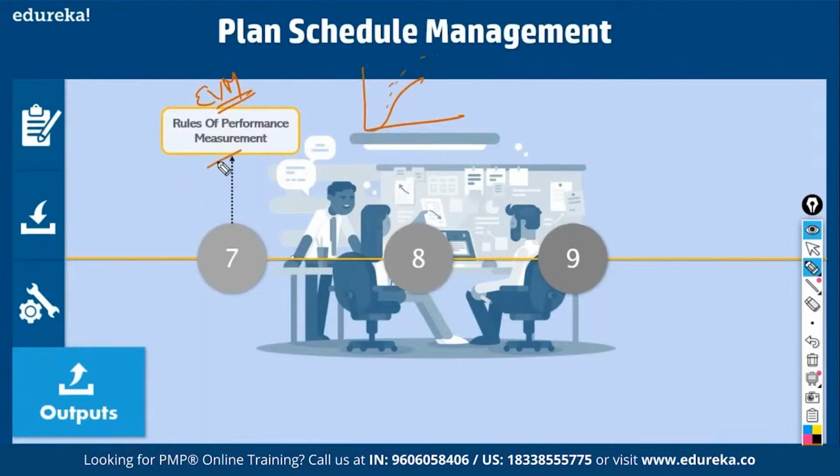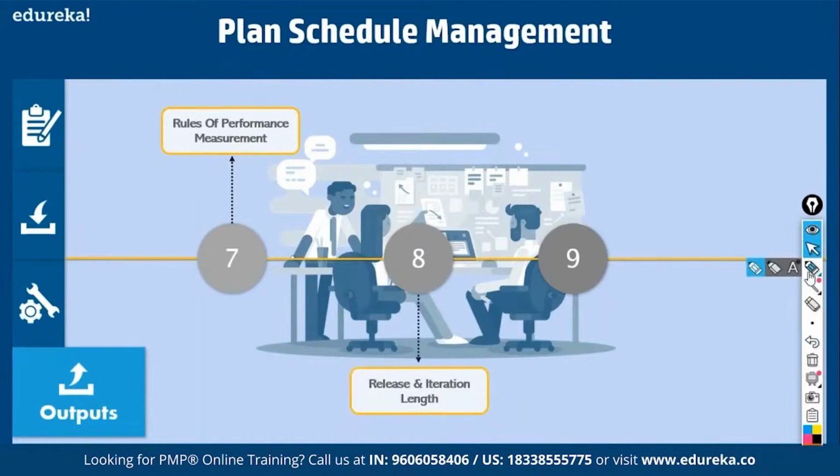So those rules are mentioned in the schedule management plan. So this is a process that gives you a schedule management plan. Okay, fine. Then release and iteration length. See, you have a bit of agile combined here. So it tells you what is an iteration. See, in agile projects, you have time box iterations.